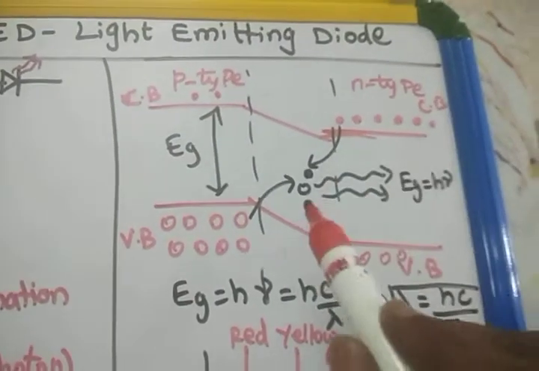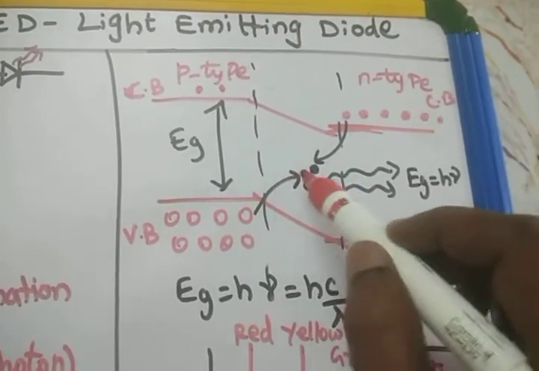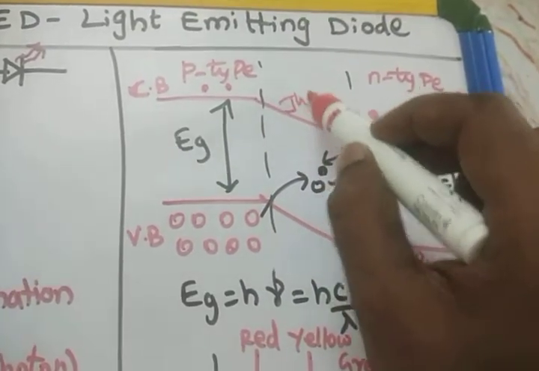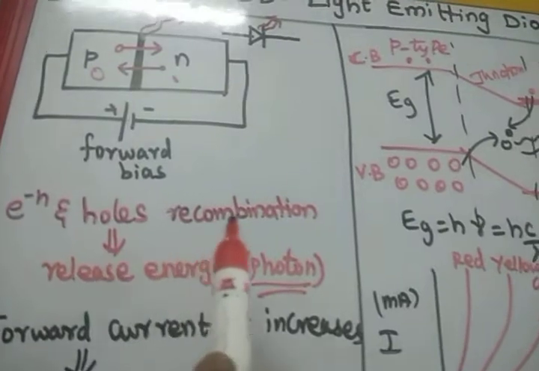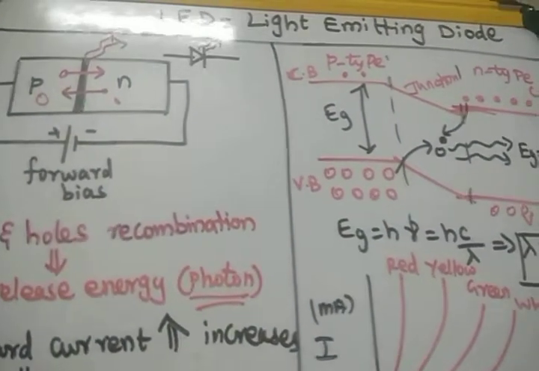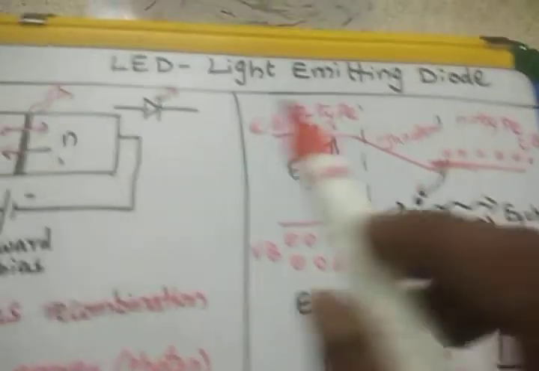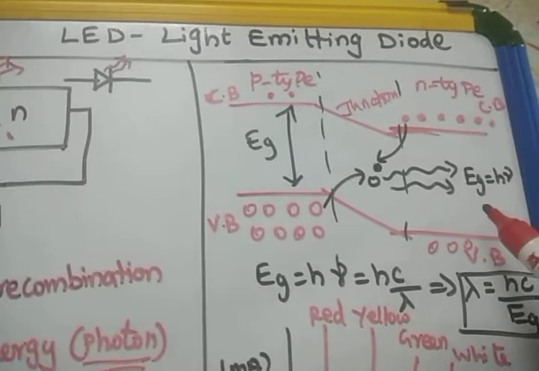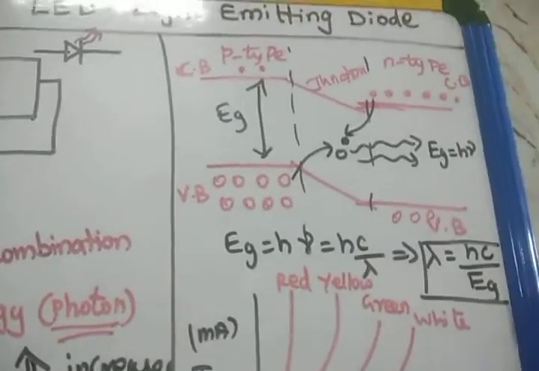Okay, so during the forward bias, what will happen? The holes and the electrons are pushed towards the junction region. In this junction region, what will happen? Electron hole recombination takes place. At this time, if light energy is released, that is a light emitting diode. If heat energy is released, that is a normal PN junction diode.